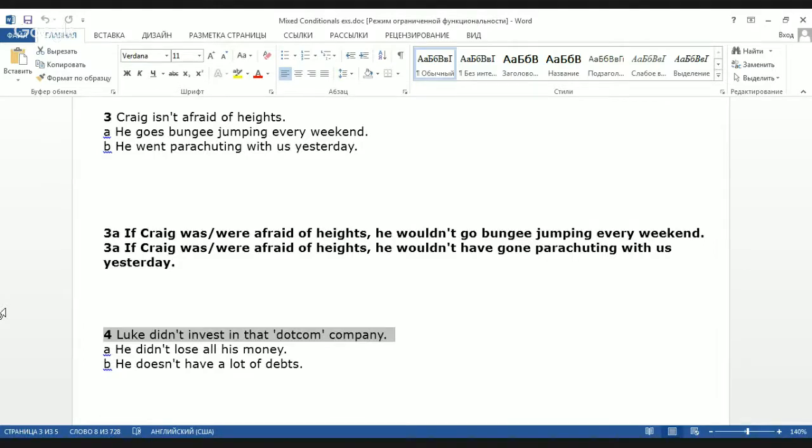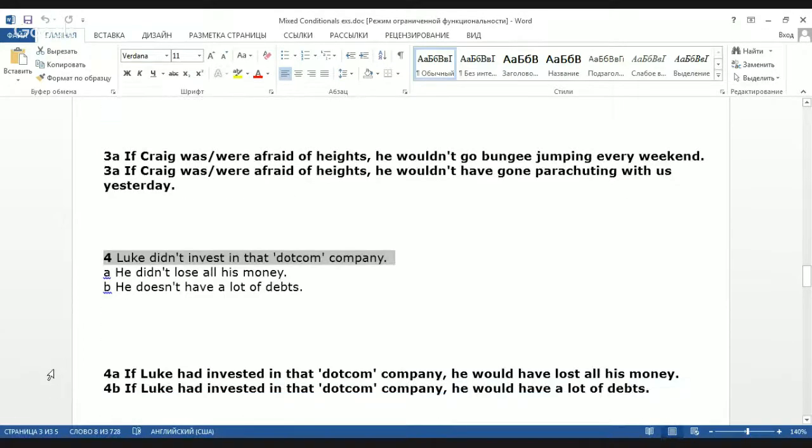Let's look at the answers. If Luke had invested in that company in the past, he would have lost all his money. This is just pure, as Indians say, pure gold, pure third conditional. If Luke had invested in that company in the past, he would have a lot of debts now. This is our present. He's lucky he didn't do that.